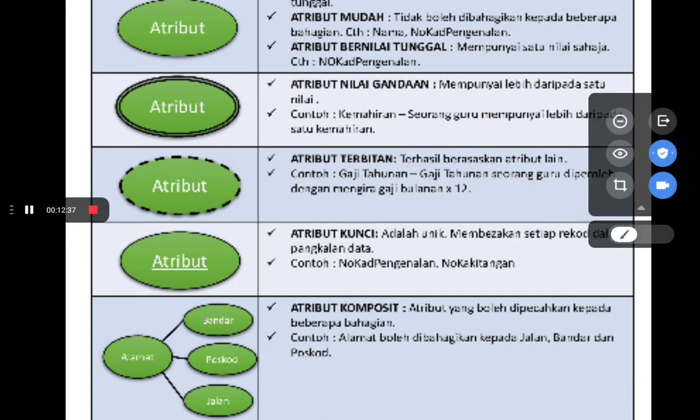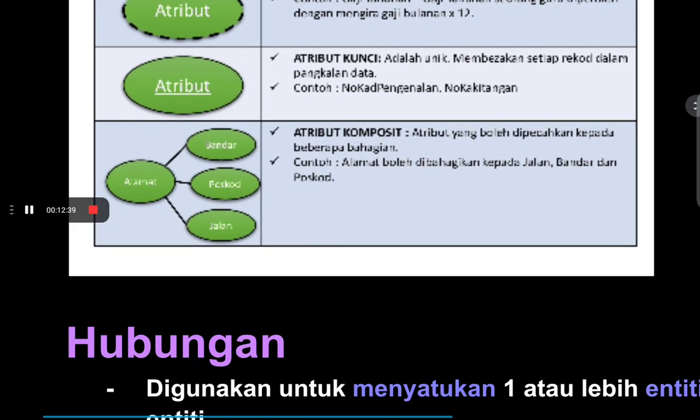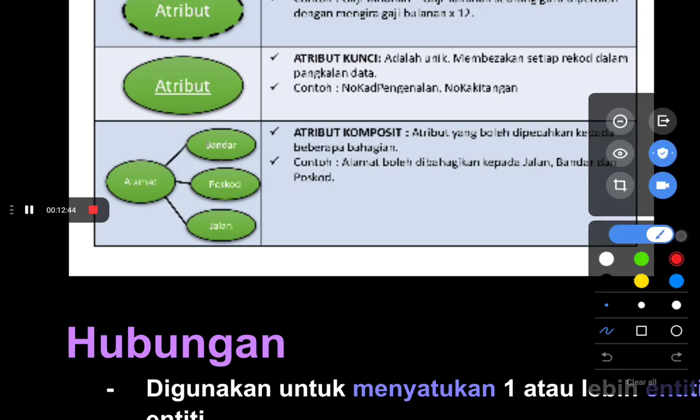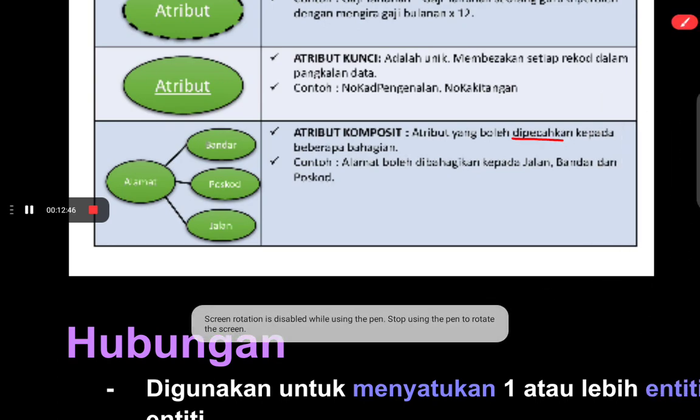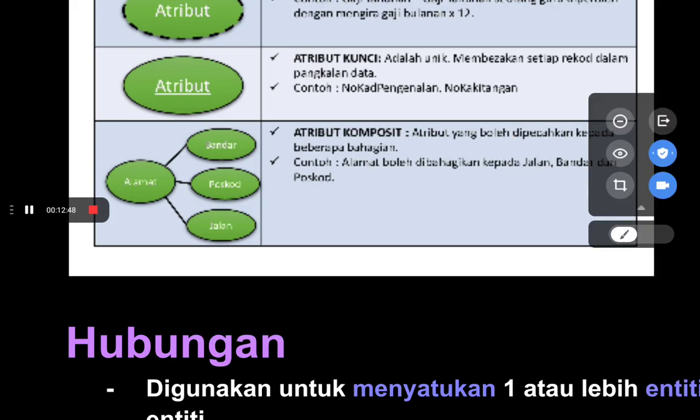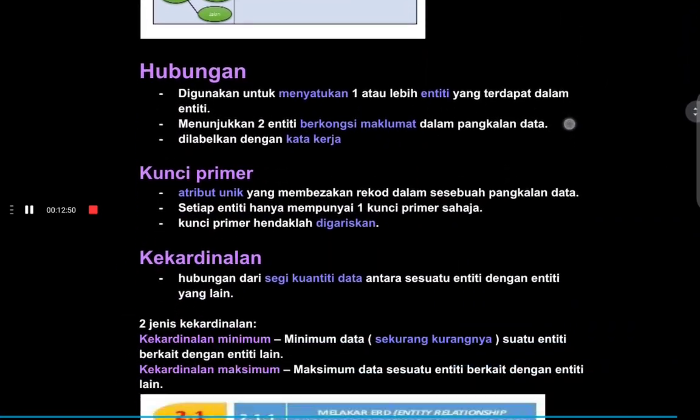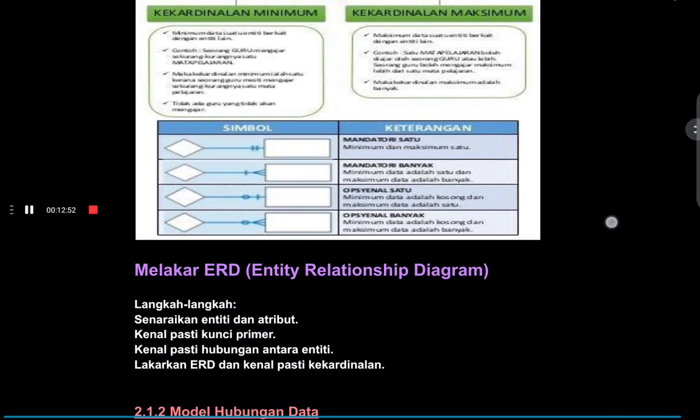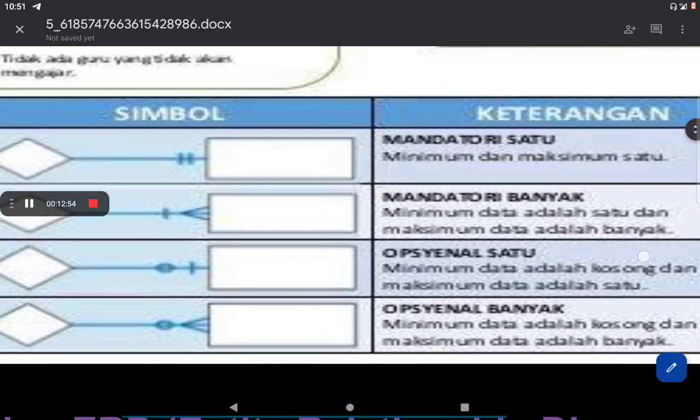Clear? So next it will be attribute composite. I just want to tell you it can be dipecah, it can be separated. That's it. So let's go to hubungan. This is the one that I said just now. You see, you got a lot of symbols.